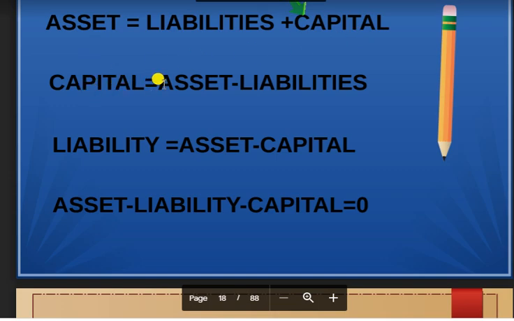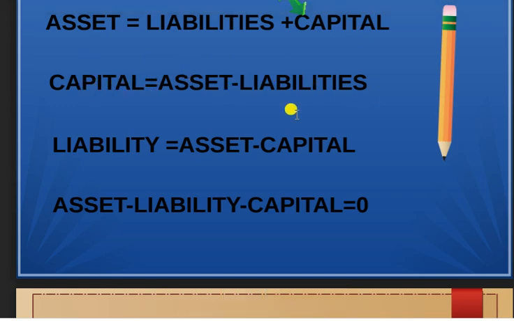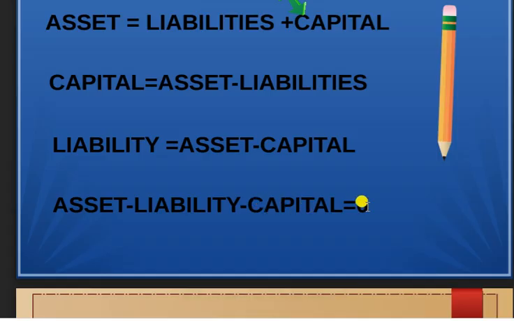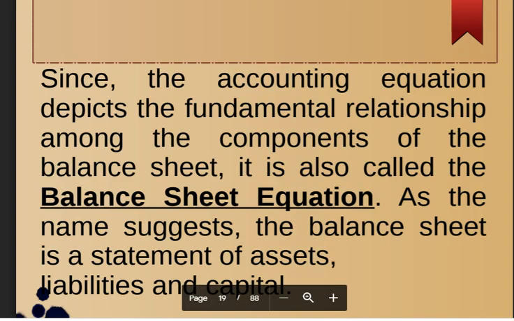Then capital is equal to assets minus liabilities. Liability is equal to assets minus capital. Then assets minus liability minus capital is 0. The accounting equation always depicts the fundamental relationship among the components of the balance sheet, so it is also called the balance sheet equation. As the name suggests, the balance sheet is a statement of assets, liabilities and capital.